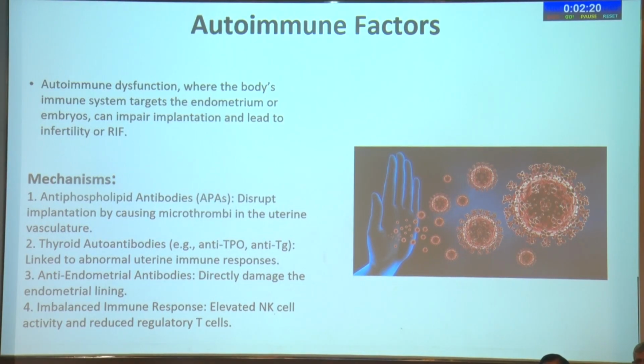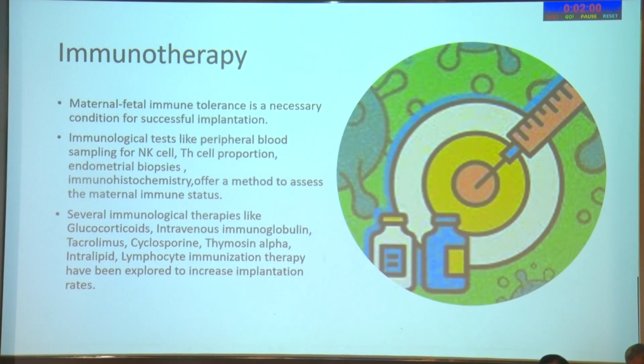Then autoimmune factors are also there which affect the endometrium, and especially when there is antiphospholipid antibody, thyroid antibodies, and anti-endometrial antibodies, and there may be imbalanced immune response. There would be elevated NK cells activity and reduced regulatory T cells. And the tests are available these days. So with the test, if you can diagnose that yes, there is an immunological problem, then that can be treated with glucocorticoids, intravenous immunoglobulins, tacrolimus, cyclosporin, thymosin alpha, intralipid, LIT. So all these things. But for this, I think a person who is really dedicated to this work should be doing this treatment.